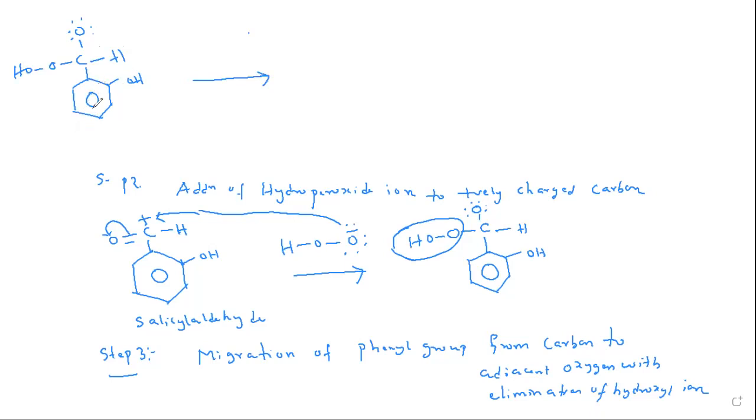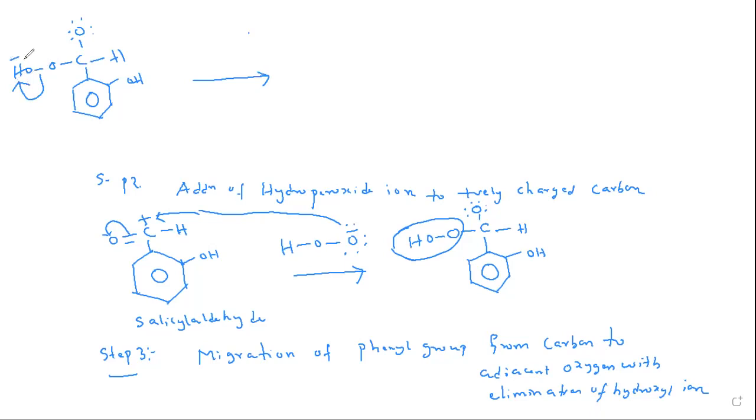So what is step number 3? Migration of phenyl group, right? This is your phenyl group from carbon. So this is a carbon which is directly attached with the phenyl group. So migration of the phenyl group from the carbon to adjacent oxygen with the elimination of hydroxyl ion. So first, I'm going to eliminate this hydroxyl ion. So when I break this bond between oxygen and OH, okay, this OH is a very good leaving group.